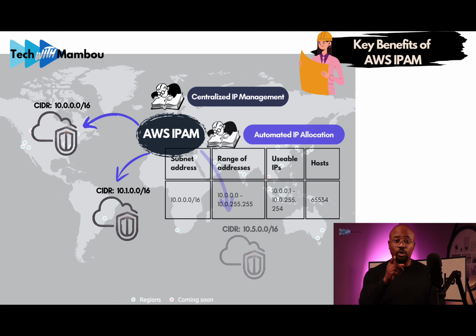As number 2, automated IP allocation. IPAM can automatically allocate IP addresses using predefined pools. It follows your organization's CIDR policies, ensuring consistent IP allocation across all VPCs and accounts. This reduces manual errors and simplifies network management.